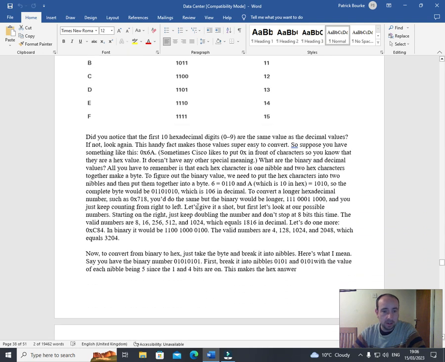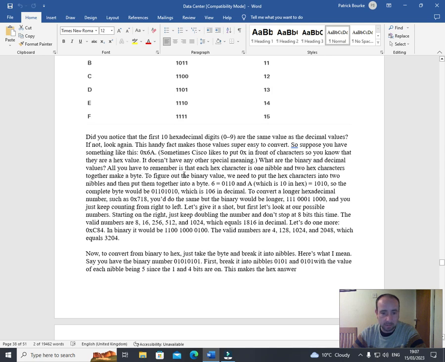Okay. Did you notice that the first 10 hexadecimal digits, 0 to 9, are the same value as the decimal values? If not, look again. This handy fact makes those values super easy to convert. So suppose you have something like this: 0x6a. Sometimes Cisco likes to put 0x in front of characters so you know that they are a hex value. If this doesn't have any other special meaning, what are the binary and decimal values?